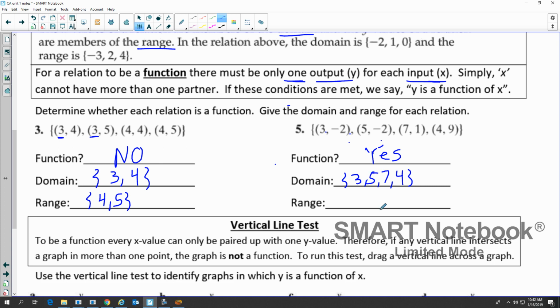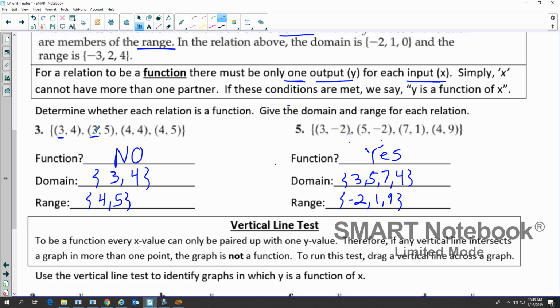Okay, so then the range, let's see, so -2 repeats, but that's okay. We'll just put it once. And then let's see, 1 and 9. So then 1, 9. And there you go. That's all you have to worry about on that. So for a relation to be a function, x basically can't appear more than once. So here we're fine. Over here, we had some issues. It was having multiple partners.